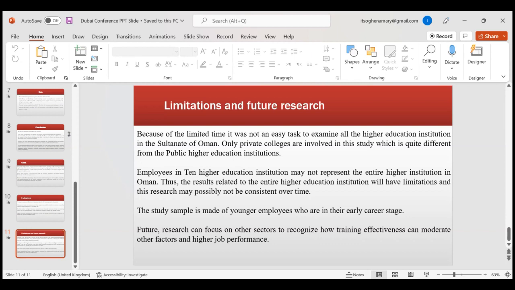Apart from that, we also look at the sample. We look at the younger generation, especially younger employees.